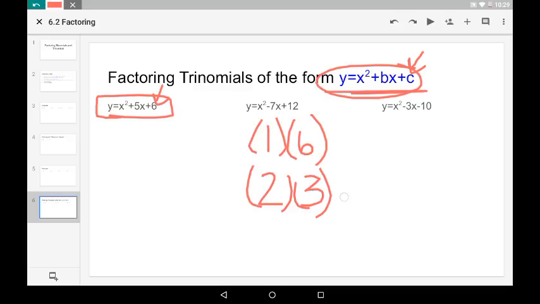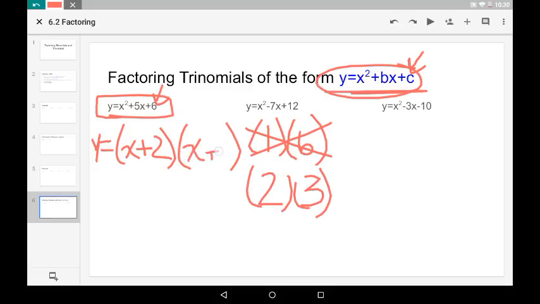Now you have to look at these factors and go, which ones will add together to give you positive 5? Well, if you add 2 and 3, you'll get 5. If you add 1 and 6, you'll get 7. So these are not the ones we want to work with. So when you factor this, you end up getting y is equal to, very similar to factoring the difference of squares, but now the numbers are not going to be the same as each other. So now we're going to have x plus 2, this 2 that we figured out, and x plus 3.